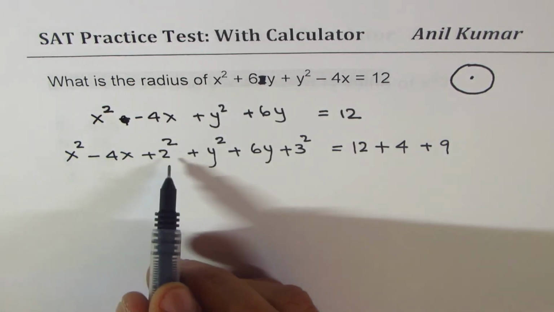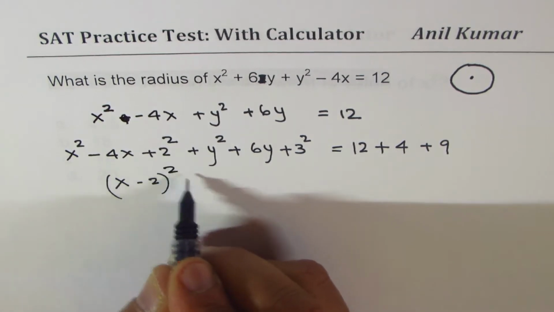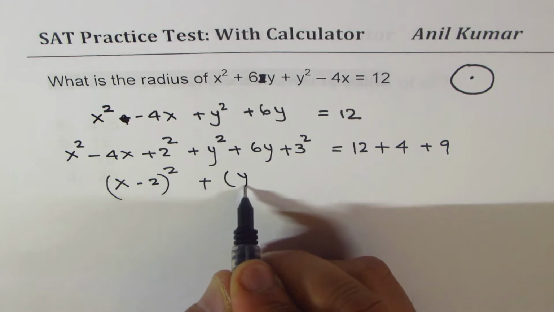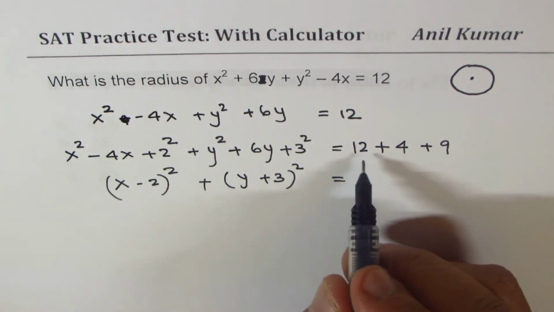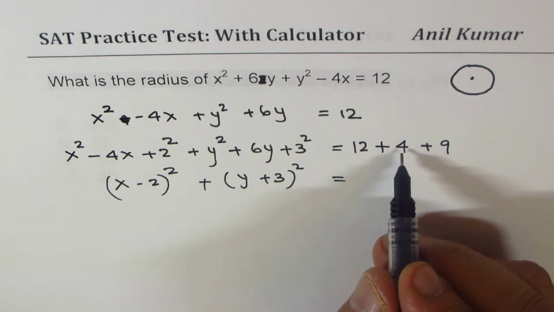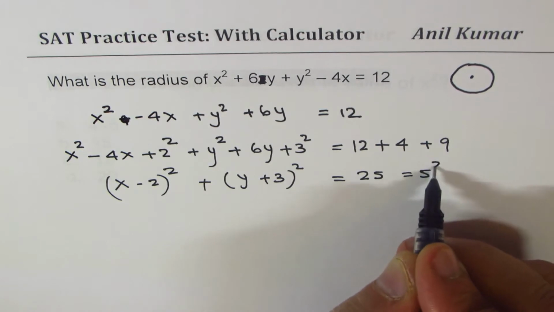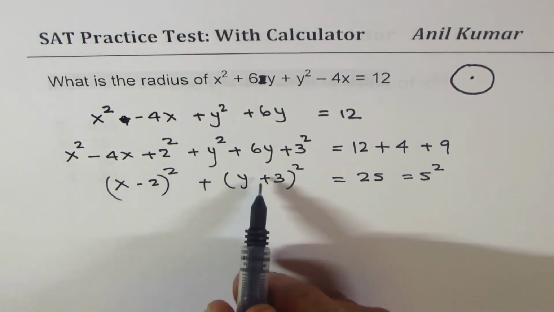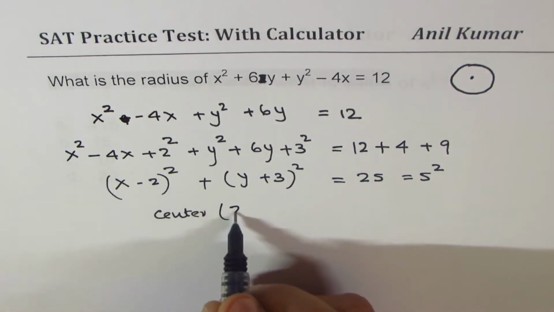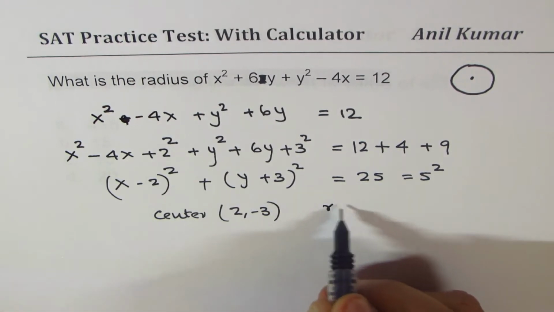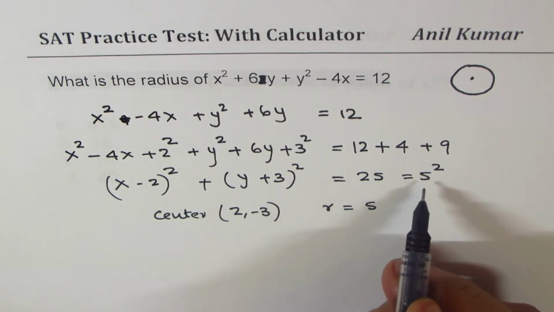Now these terms form perfect squares: x minus 2 whole square, plus y plus 3 whole square. On the right side, you can add them all: 9 plus 4 is 13, plus 12 is 25, right? Which is 5 square, correct? So you have a circle whose center is at 2 and minus 3, and the radius is 5. 5 square is 25, so the radius is 5.